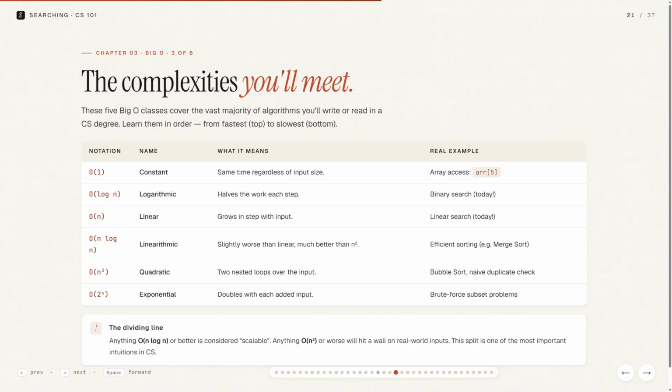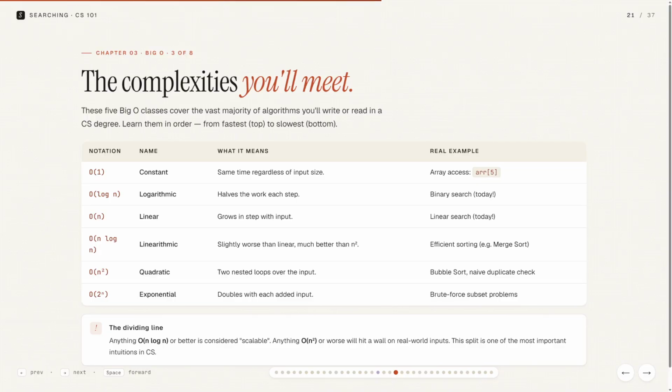Now, O of log n, logarithmic. It halves the work at each step. Here's an example, binary search, which we'll meet in 30 minutes in our next class. Also, reaching deep into a balanced tree, or looking up a word in a dictionary by flipping all the way to the middle and starting the search from there.